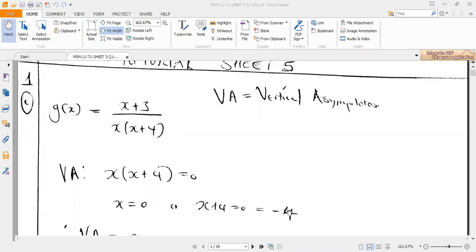Remember, those excepted values are what the function must not pass through, which means our function must not ever cross these lines, 0 and -4. Is it clear though? Because these are 0 and -4. Yes, sir, it is now clear.